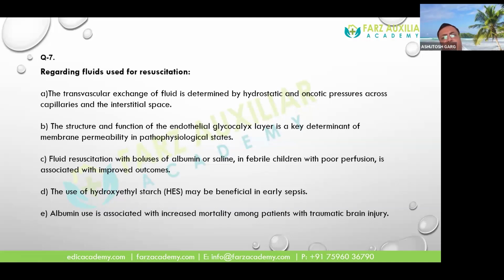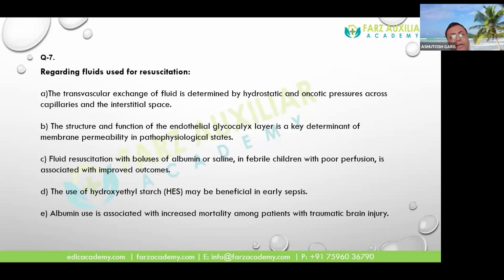So this was the result of the FEAST trial. There are two trials of albumin. One is the SAFE trial, another is the FEAST trial. In the trial, they have shown increased mortality in patients with traumatic brain injury. That's why albumin should not be given to patients with traumatic brain injury. One thing. Second thing, the endothelial glycocalyx layer is the key determinant of membrane permeability in the pathophysiological states.